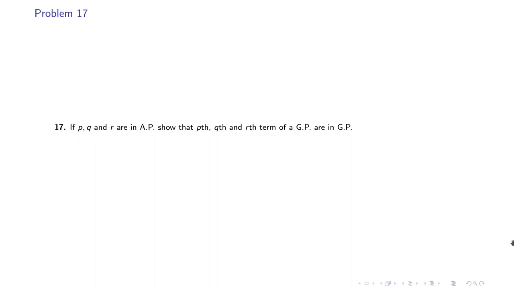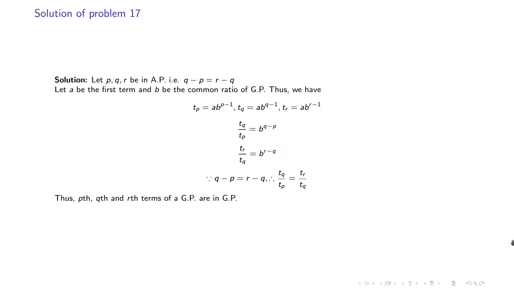Problem number 17 says that if P, Q, and R are in AP, show that the Pth, Qth, and Rth term of a GP are in GP. We have P, Q, R in AP, so Q minus P is equal to R minus Q. Now we let A to be the first term and B the common ratio of the GP. So we have Pth term TP is equal to AB to the power P minus 1. Qth term TQ is equal to AB to the power Q minus 1. And Rth term is equal to AB to the power R minus 1.